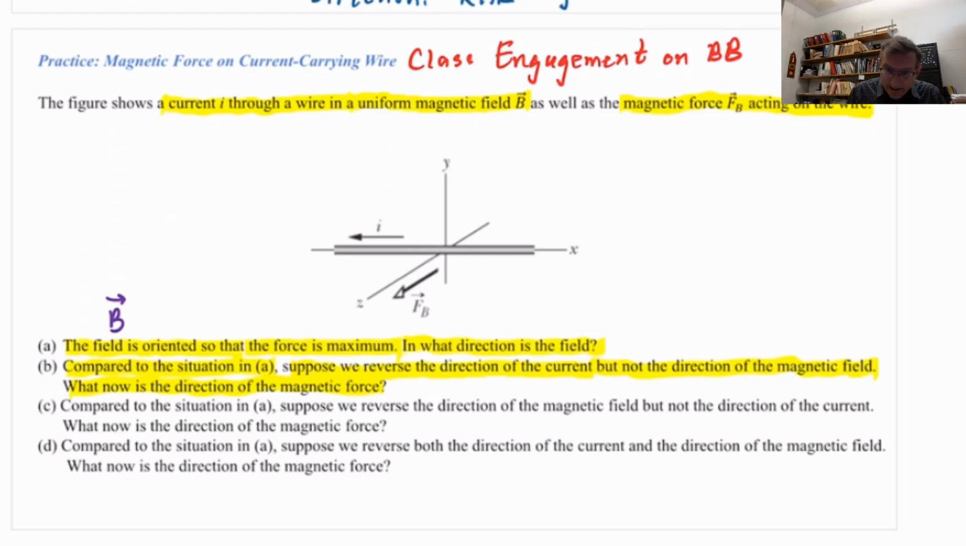C. Again, compared to the situation in A, suppose we reverse the direction of the magnetic field, B, but not the direction of the current, I. What now is the direction of the magnetic force on the wire? And then lastly, D, again compared to the situation in part A. Suppose we reverse both the direction of the current, I, and the direction of the magnetic field, B. What now is the direction of the magnetic force on the wire? That's our practice.